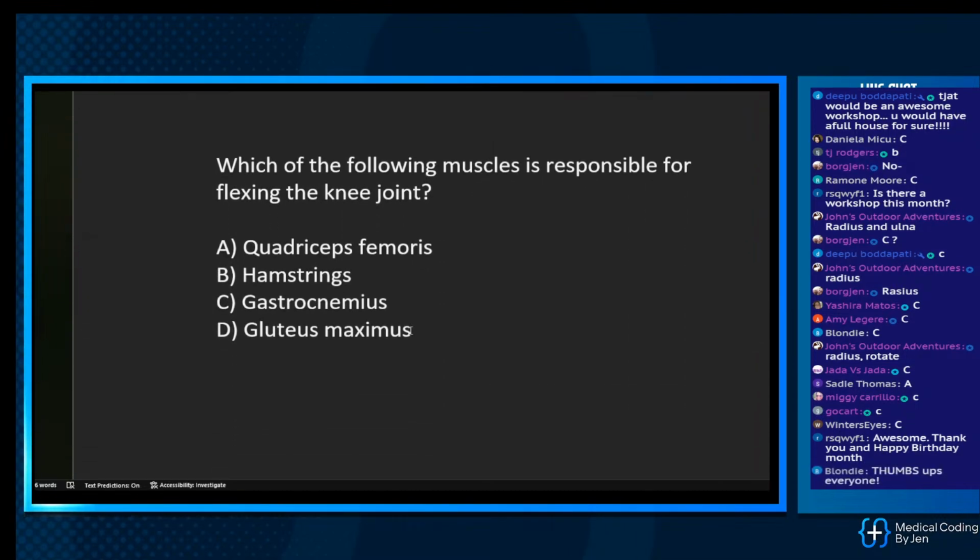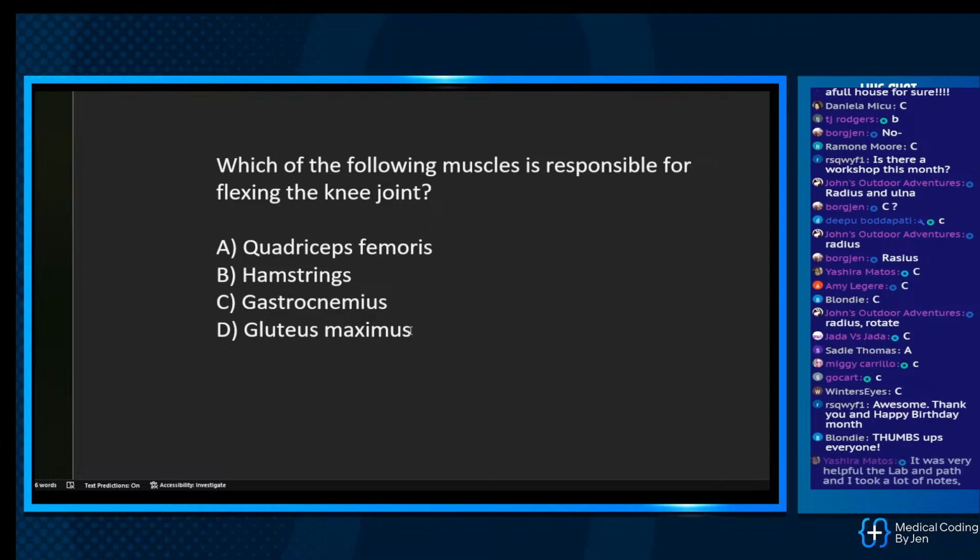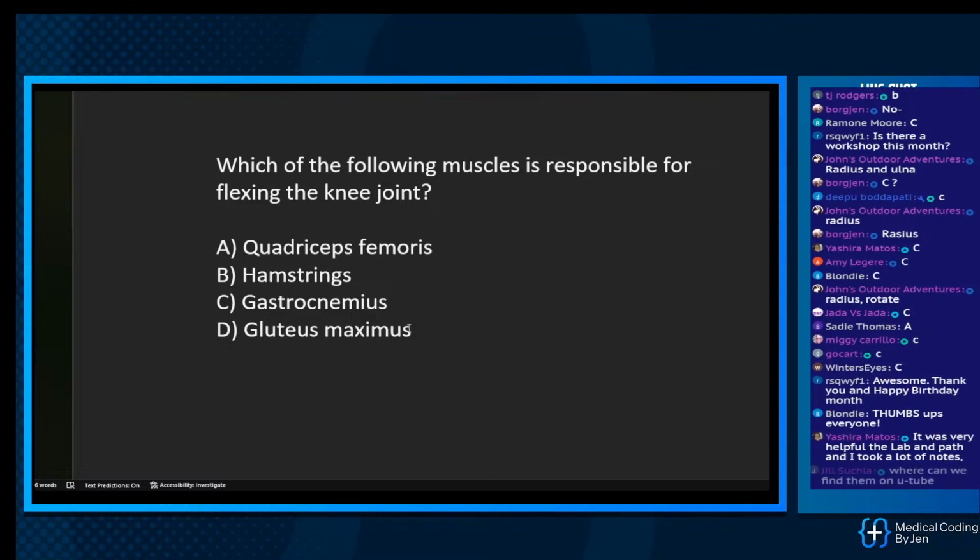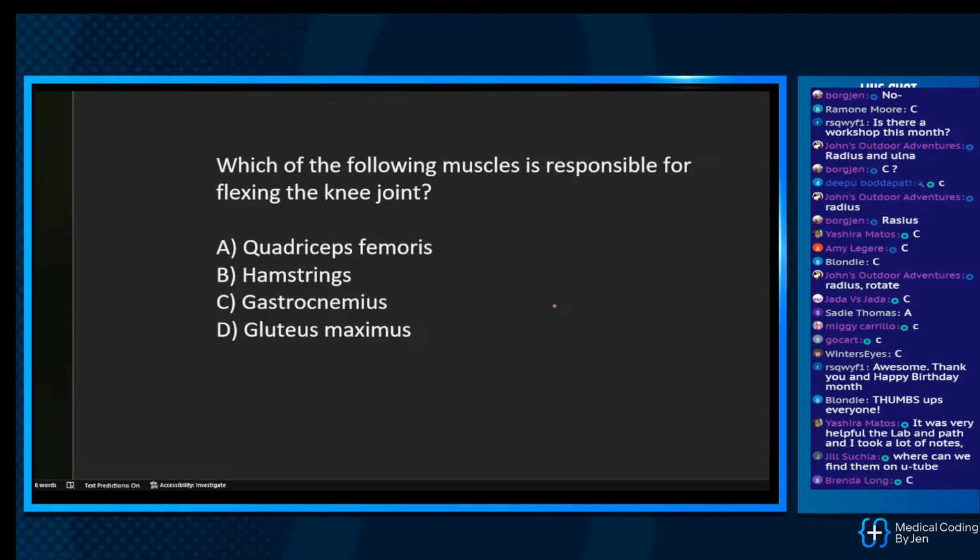Which of the following muscles is responsible for flexing the knee joint? Sometimes they ask about the knee. Usually it's about the kneecap and what kind of bone it is. But I wrote this one today thinking it was cool and difficult. What do you guys think?